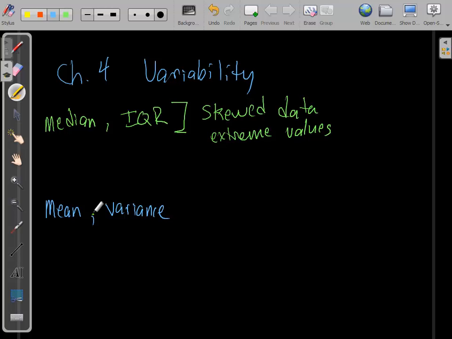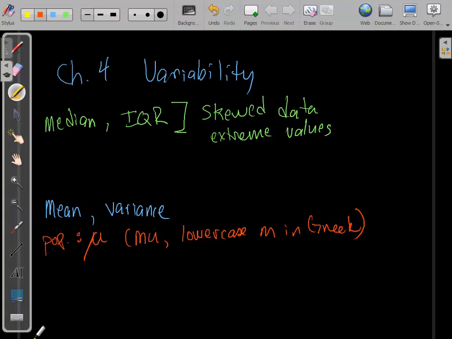So subsequently we need to talk a little bit about the mean and the variance in terms of sample and population. The symbol we give the mean when it's the population parameter is this Greek letter mu, the lowercase m in Greek. Okay, if it's the sample, we give it the capital M. Sometimes we give it this X with a line over the top called X bar, depending on the context.